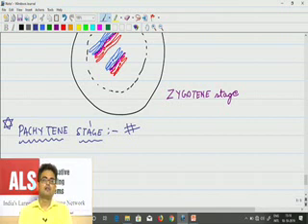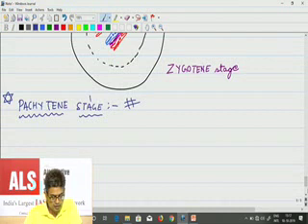This is your most important stage, because in this stage the crossing over will take place. So please write now: Pachytene stage.